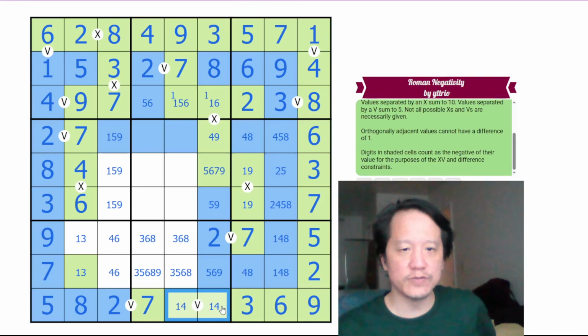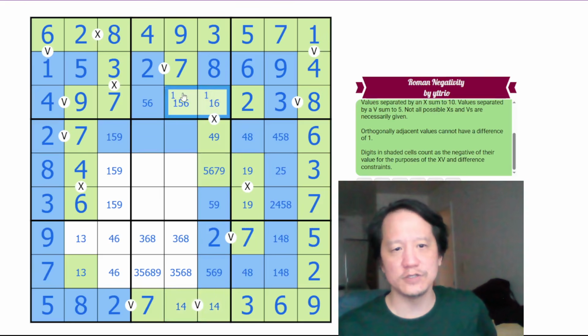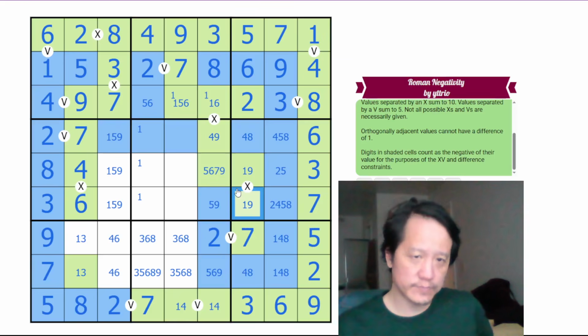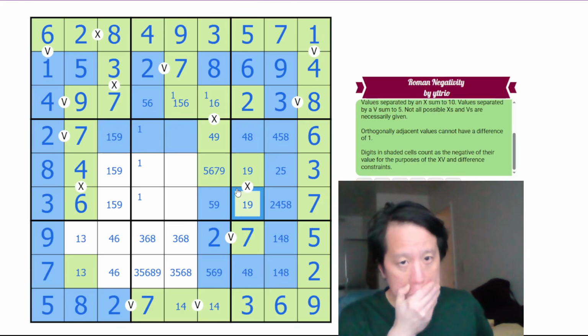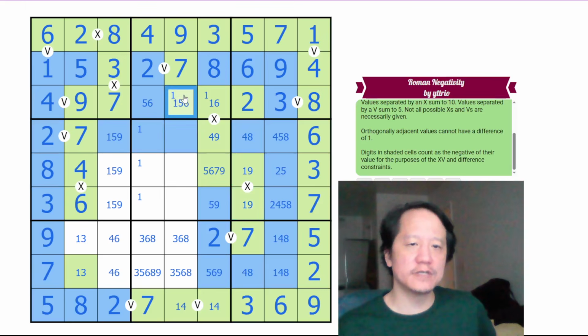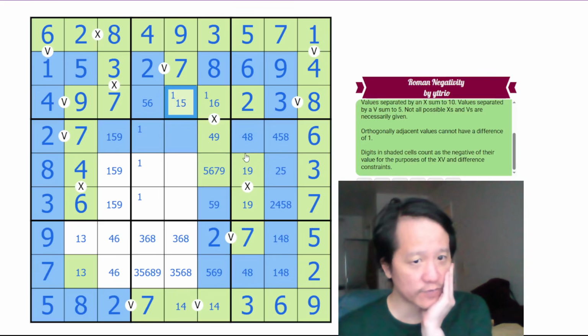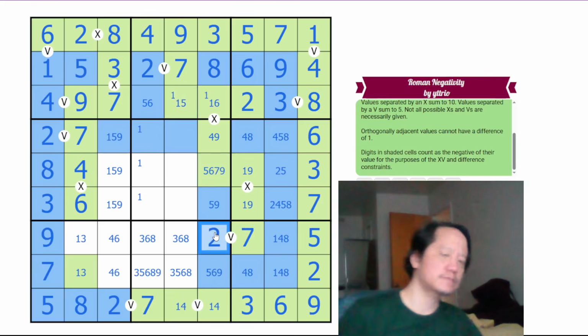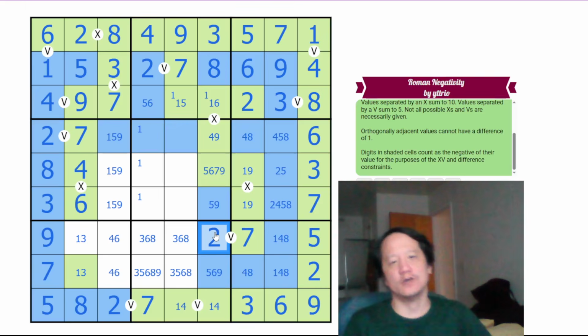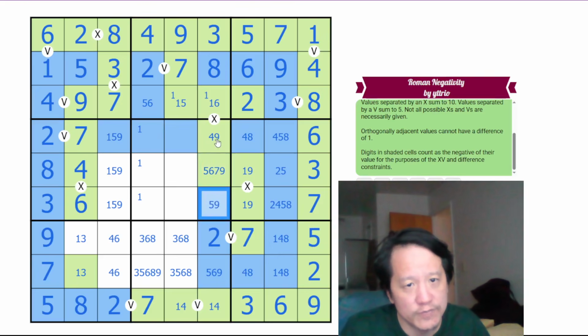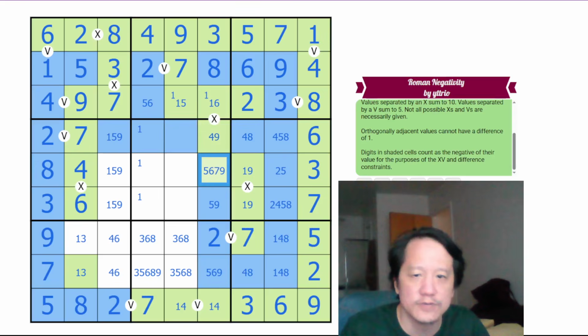1 is guaranteed to be one of these two digits here. It's also guaranteed to be one of these two digits here. Where is 1 in column 4? It must be one of these 3 digits. This cannot be 6. It's orthogonally adjacent to a 7, and they are consecutive. So this is 1 or 5. If this were 5, this would be 9, which would force this to be 4, 6, and 5 and 4 are consecutive, so this cannot be 5.